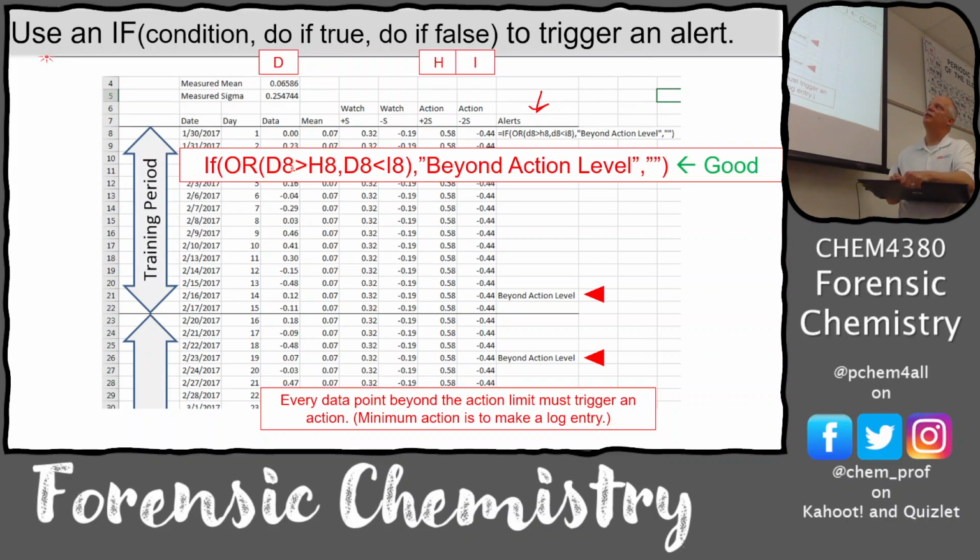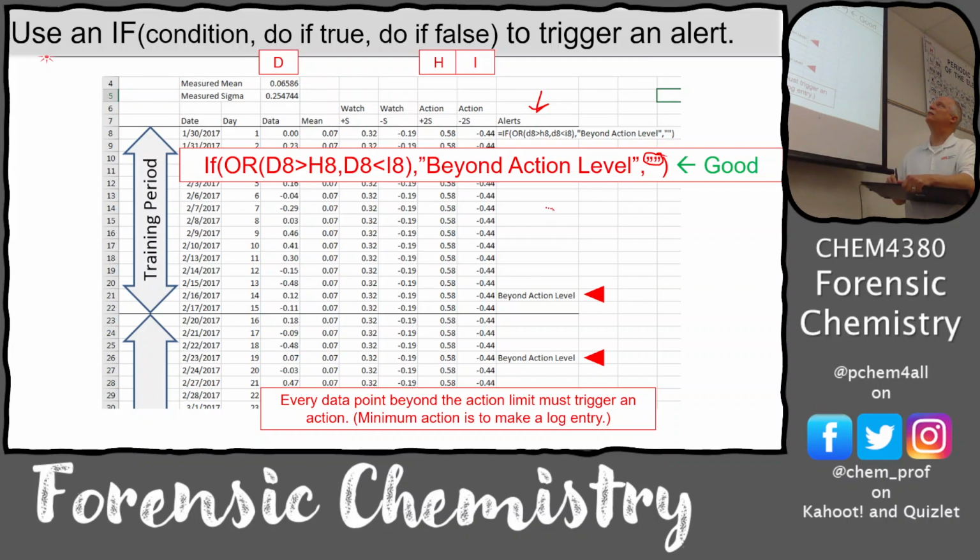So if D8 is greater than H8, where H8 is my upper watch limit, or if D8 is less than my lower watch limit, then I'm out of control. And so then you have the condition. If this condition is true, then do this next piece. And this comma means or else. If it's true, do this. Otherwise, do that. And this just means do nothing. So this is 2 quotes with nothing in between.